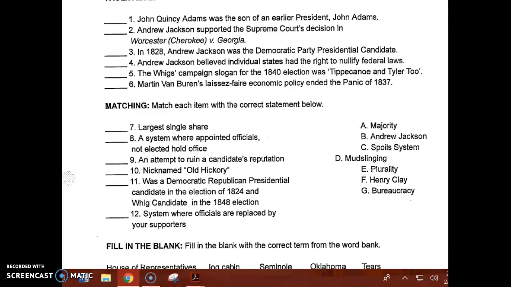Number 11. This person was a Democratic-Republican presidential candidate in the election of 1824 and the Whig candidate in the 1848 election. Number 12. This is a system where officials are replaced by your supporters or the supporters of the person who won the election.